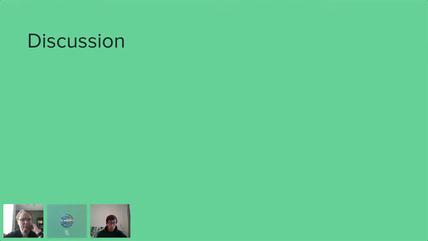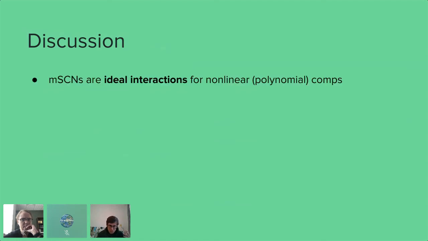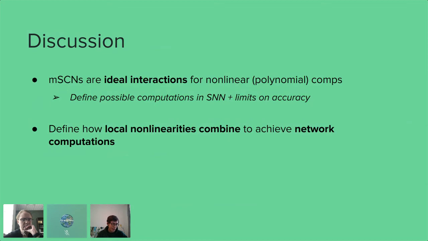So to conclude, I want to leave you with some food for thought. The first is that we think of these multiplicative spike coding networks as representing the ideal interactions for nonlinear computations, and they give us an idea of the potential computations that can be implemented in spiky neural networks and the limit on their accuracy. But more importantly, they define exactly how you can combine local nonlinearities to achieve network computations, and this was fully derived from first principles.